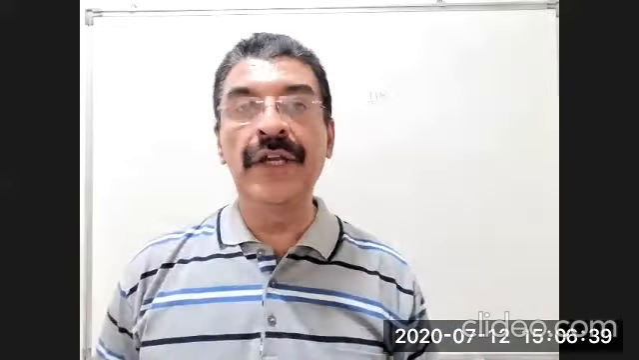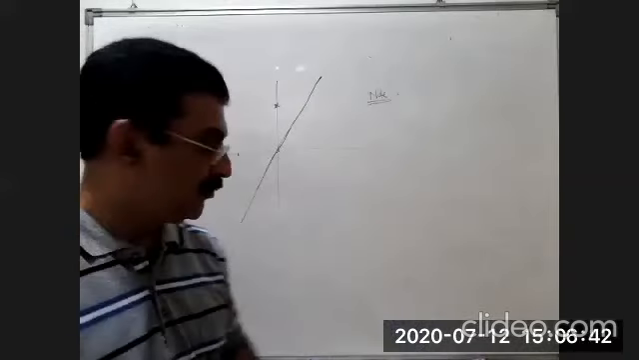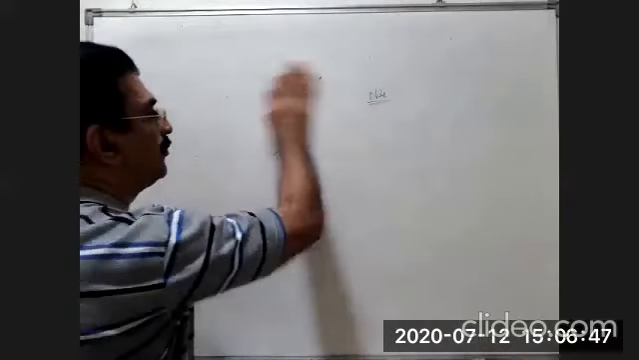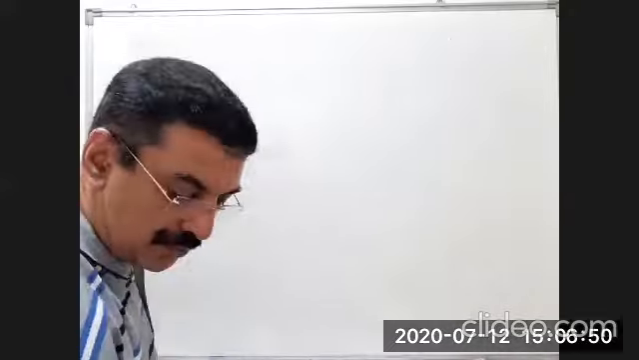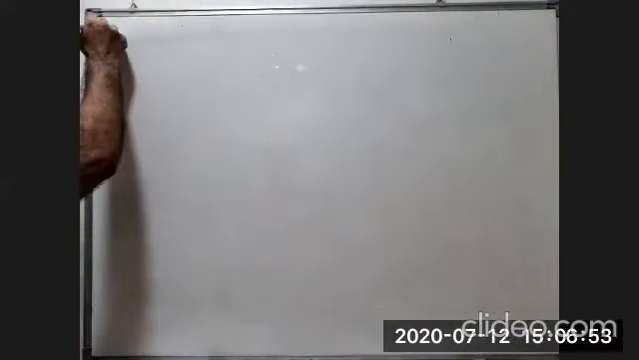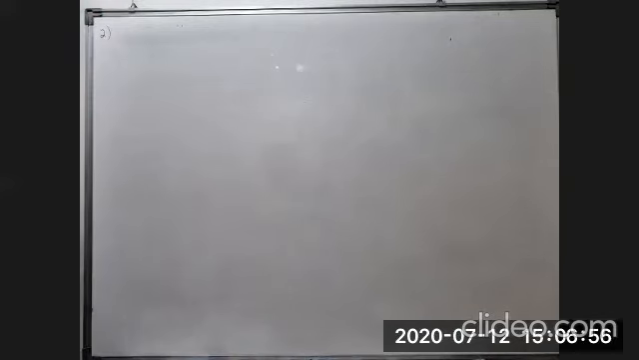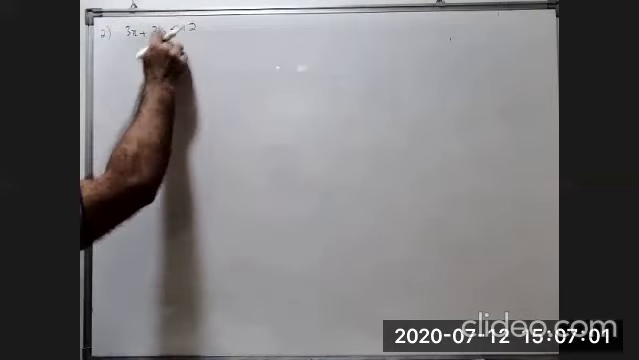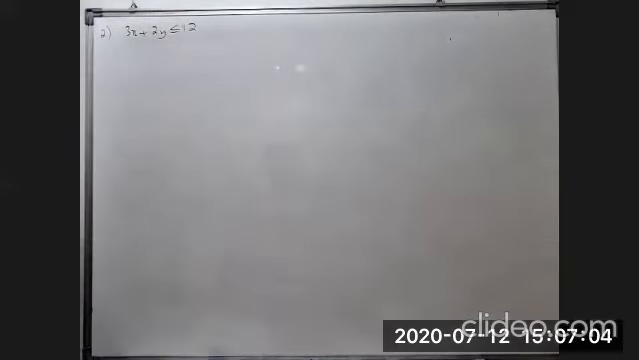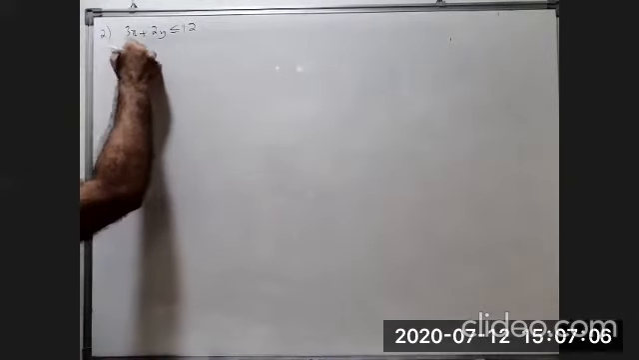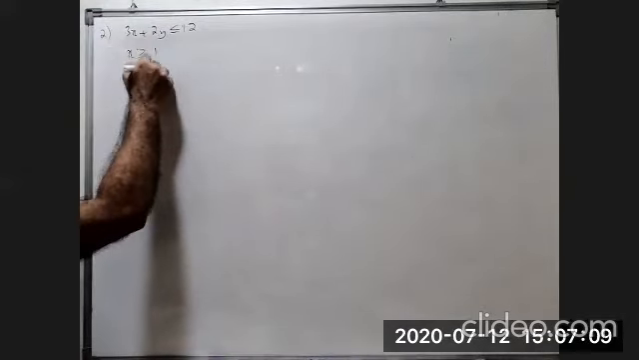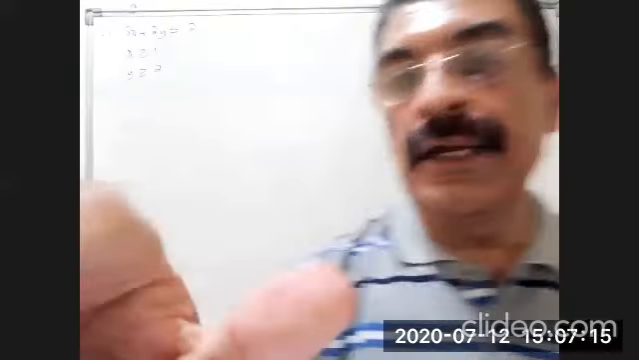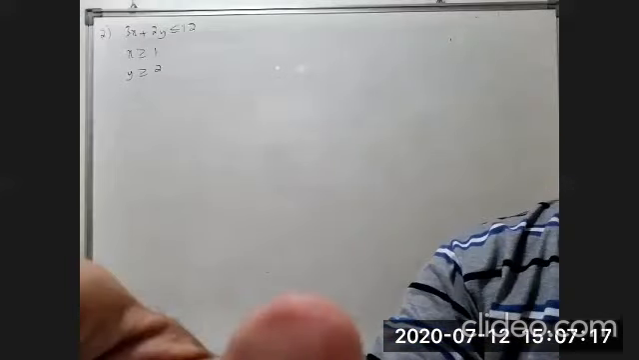So in 6.3, we will start with question number 2. x plus 2y less than or equal to 12, x greater than or equal to 1, y greater than or equal to 2. Again, for drawing this, first we draw the graph of the equation.